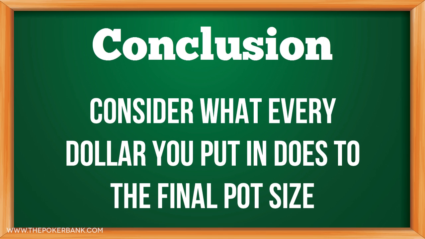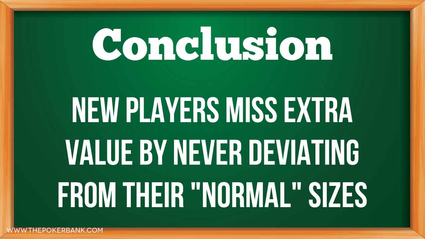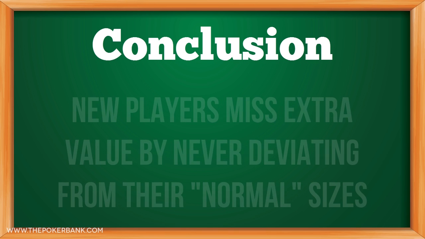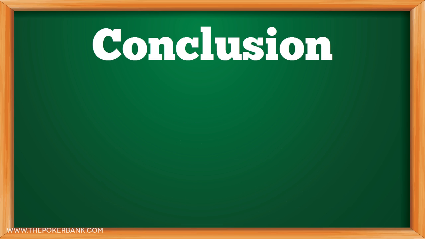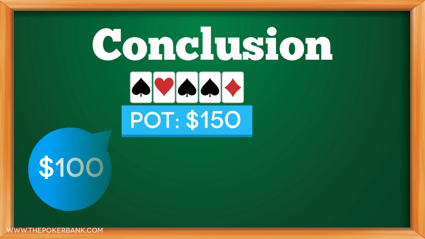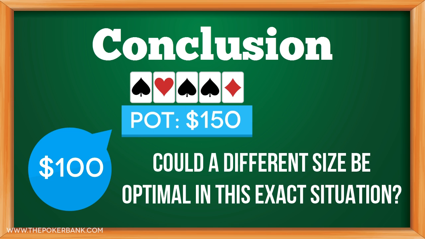Think about what every big blind you put into the pot will do to the final pot size. New players get so focused on always making the same bet size, and in doing so miss out on huge value from bad players who will gladly call half pot as often as they'd call full pot. Never choose a size just because it's your default size. Make sure your bet sizes are appropriately made for your pot size goal against your particular opponent.